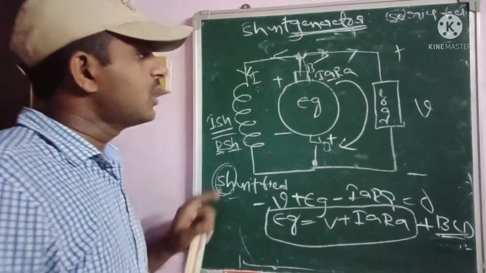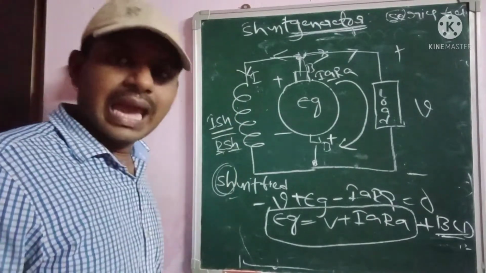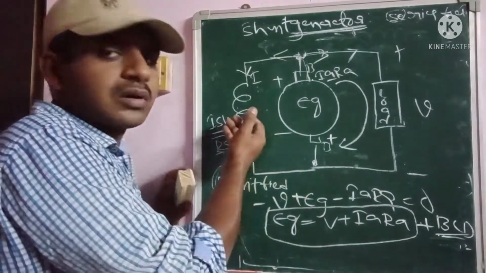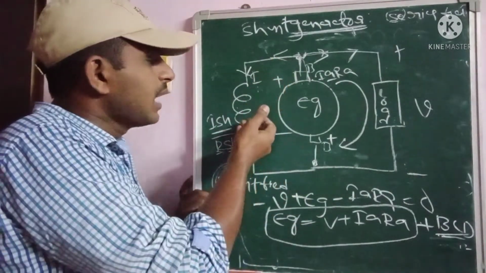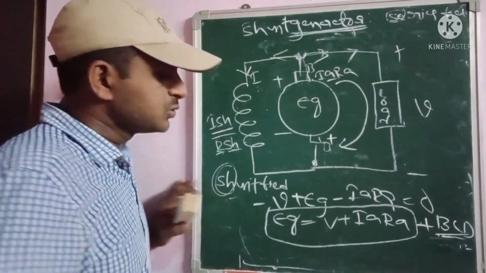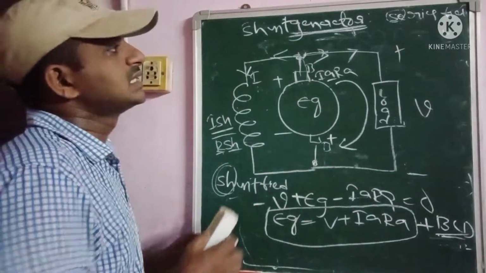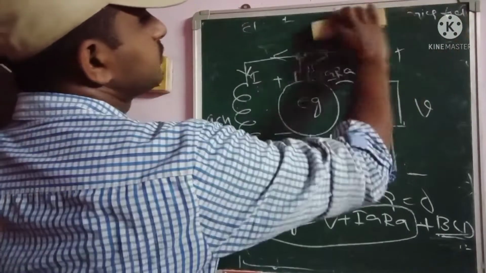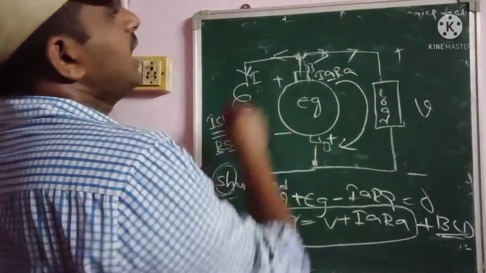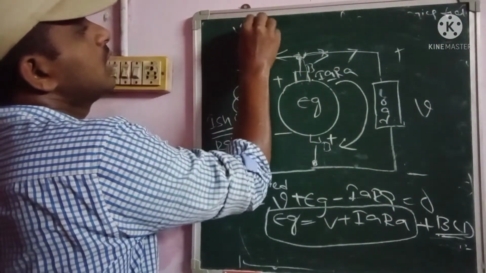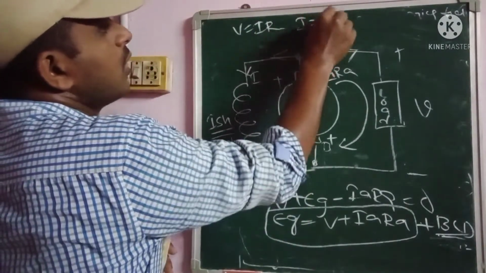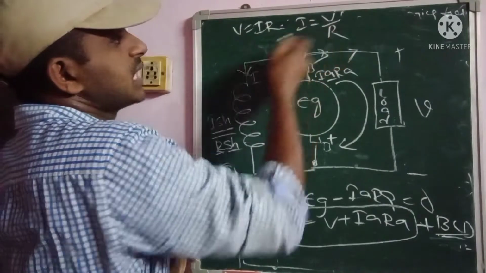Also, if we want to calculate, for example, how much current will be flowing through the entire field winding, that is given according to Ohm's law. According to Ohm's law, V is equal to IR, so I is equal to V by R.